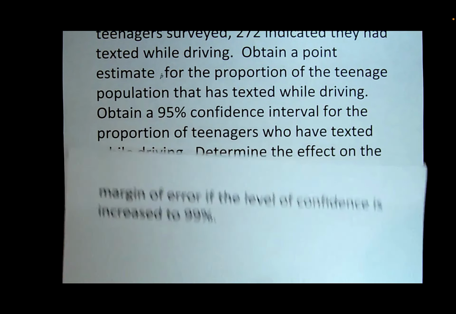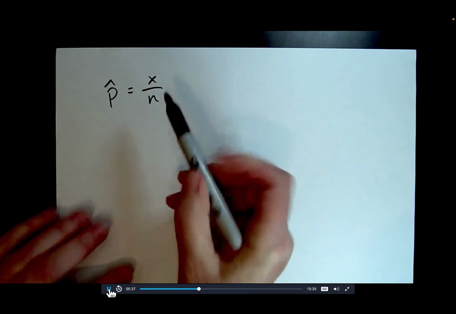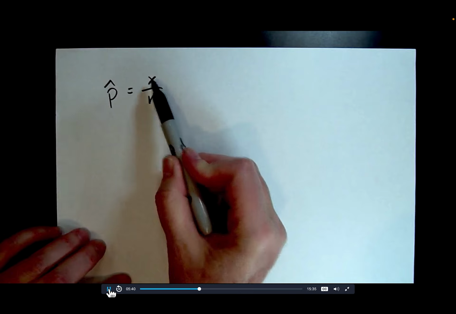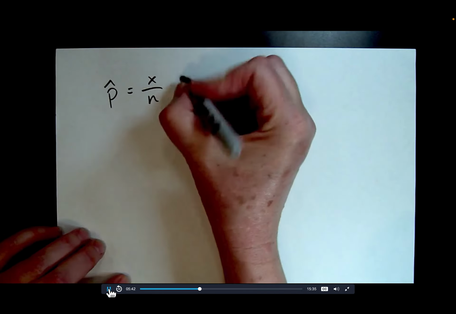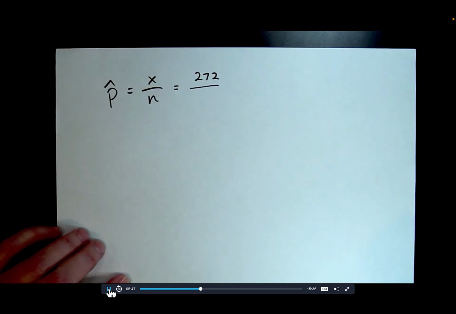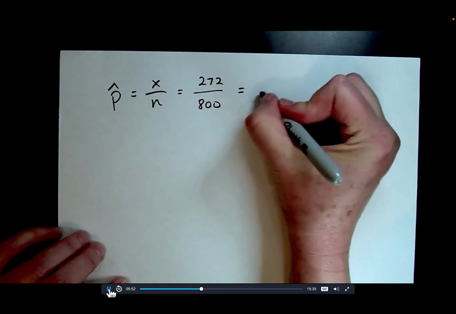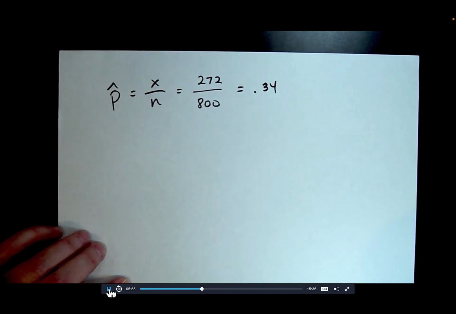Okay, so here we go. First of all, I need the point estimate. The point estimate for the proportion is the number of successes, the number of people that said yes, divided by the size of the sample. We were just told that 272 said yes, I have texted while driving, out of the 800 sampled. If you do that on a calculator, you'll get 0.34, or about 34%.